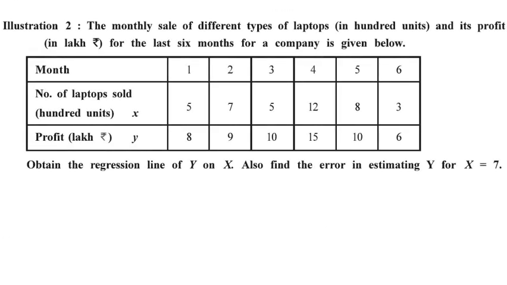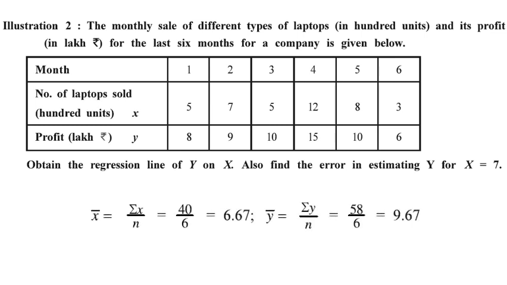Take illustration 2, number of laptops sold and the profit. Naturally laptops sold is the independent variable, so that is taken as x and the profit is taken as y. Now we will first find the mean to determine the method which we are going to follow. As you can see, both the means are in decimals, fractions, so we are not going to use the x bar y bar method, we are going to use the xy method.